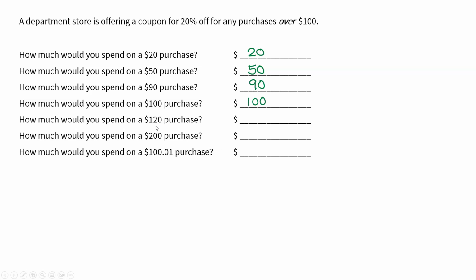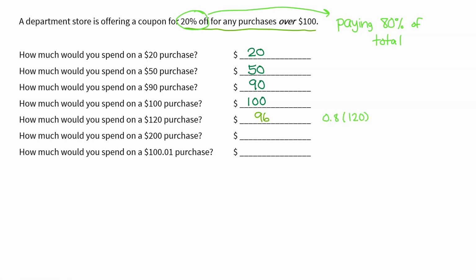It's when you get to $120 here, well, any value over $100, that the coupon applies. With a $120 purchase, you are going to be over that $100, so now you're going to get this coupon of 20% off. Keeping in mind that 20% off of the purchase means that you're going to be paying 80% of the total. So the total purchase is $120. You're going to be doing 80% of that, or 0.8 times that 120, and you get $96. For the $200 purchase, again, that's over 100, so you'd be spending 80% of that, which would give you $160.